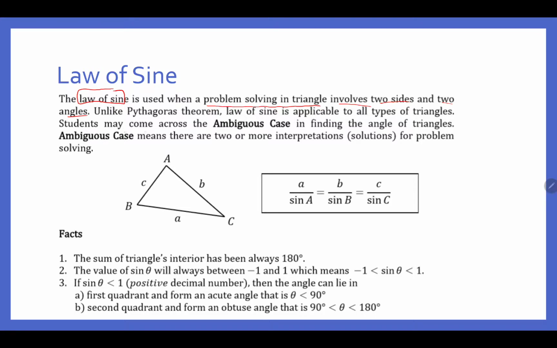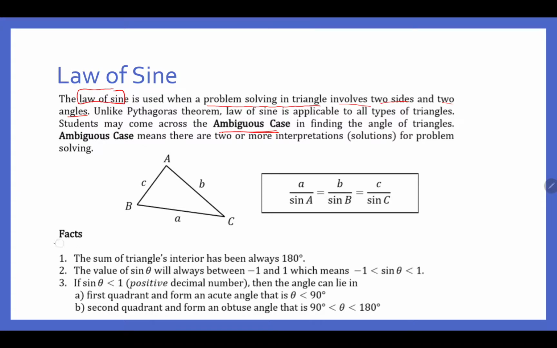Students may come across the ambiguous case. What is the ambiguous case? Bila awak jumpa contoh-contoh soalan nanti, awak akan come across ambiguous case. It means there are two or more solutions for problem solving. Contohnya kalau nak cari angle B, bila awak selesaikan guna law of sine, awak dapat ambiguous case, iaitu dapat lebih daripada satu jawapan.